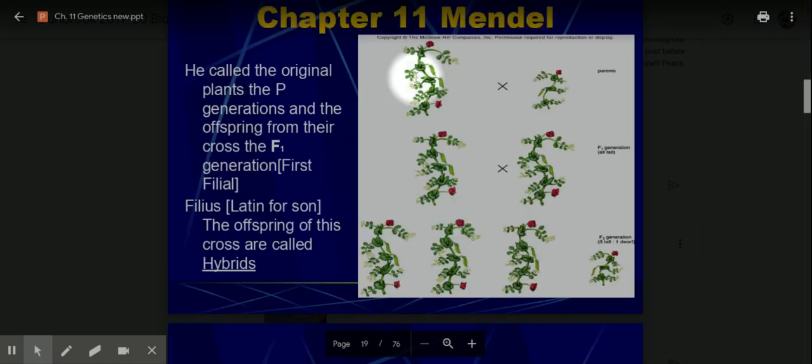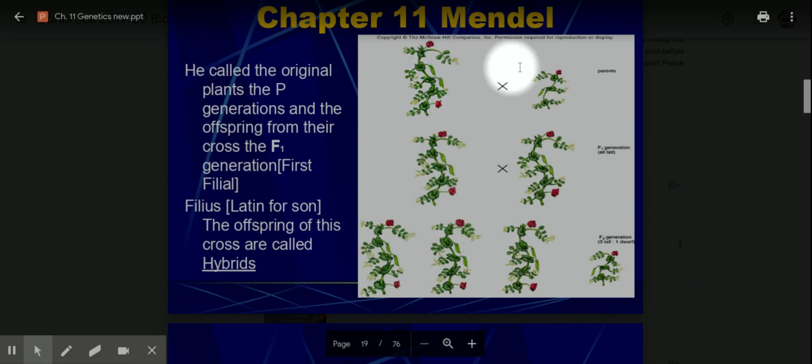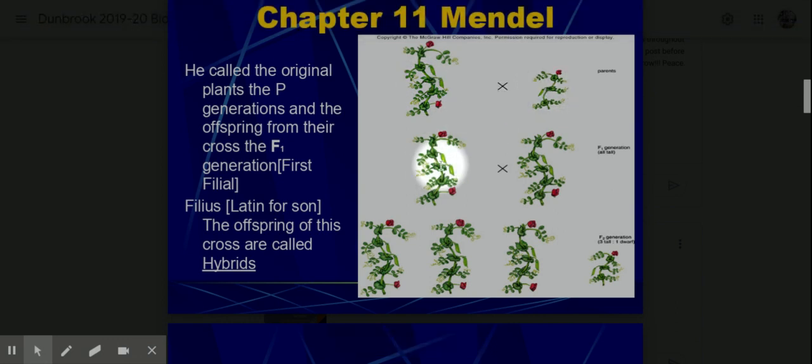When he started off, these were true breeds or purebreds. These always produced tall plants if they were bred together. These always produced short plants when they were bred together. So we would call these pure breeds or true breeds. However, when he breeds one purebred with another kind of purebred, he gets what we call hybrids. And hybrids are this generation right here. Even though you don't know it, they are a cross between a tall and a short. You know it now, but he didn't really realize that yet until the second generation, the F2 generation, the grandkids.